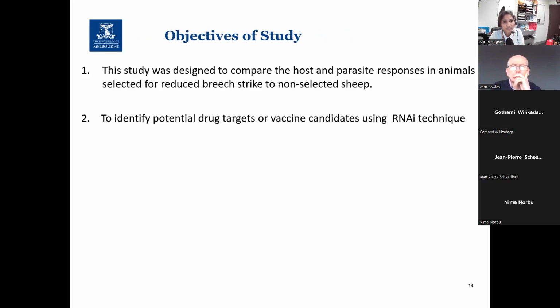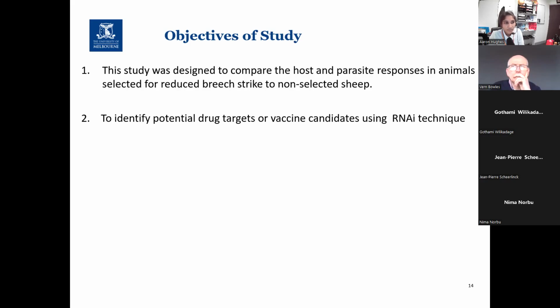The objective of this study was to compare the host and parasite responses in animals selected for flystrike resistance and animals that were not selected for flystrike resistance. And as the second objective, we were planning to identify potential drug targets or vaccine targets using the RNAi technique.